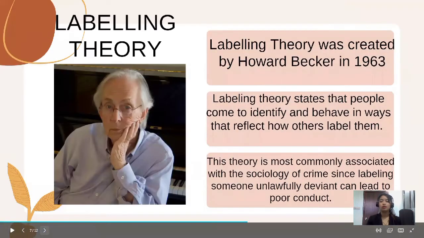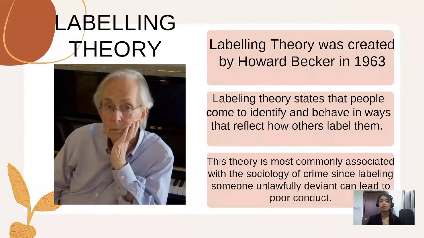Labeling theory was created by Howard Becker in 1963. Labeling theory states that people come to identify and behave in ways that reflect how others label them. This theory is most commonly associated with the sociology of crime, since labeling someone as unlawfully deviant can lead to poor conduct.